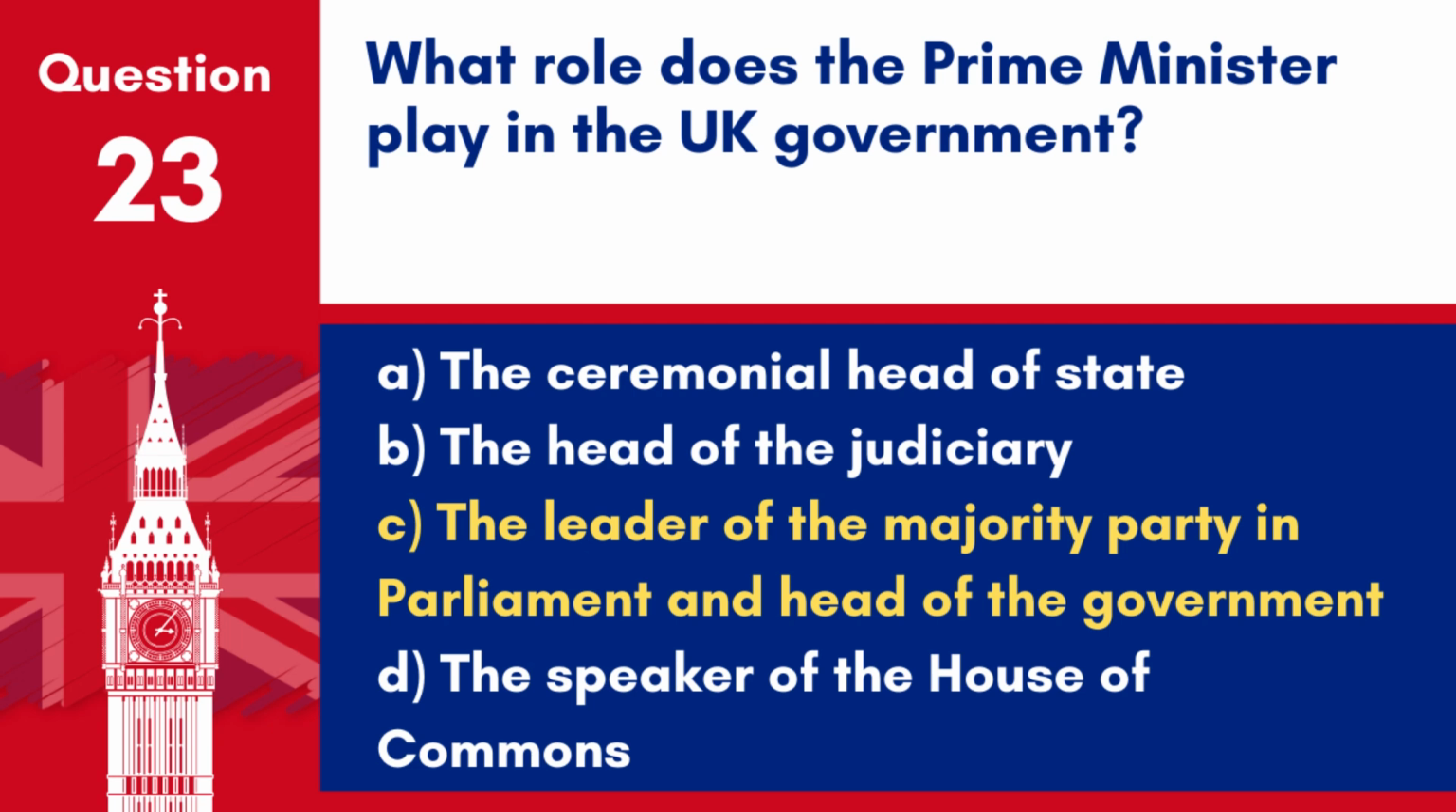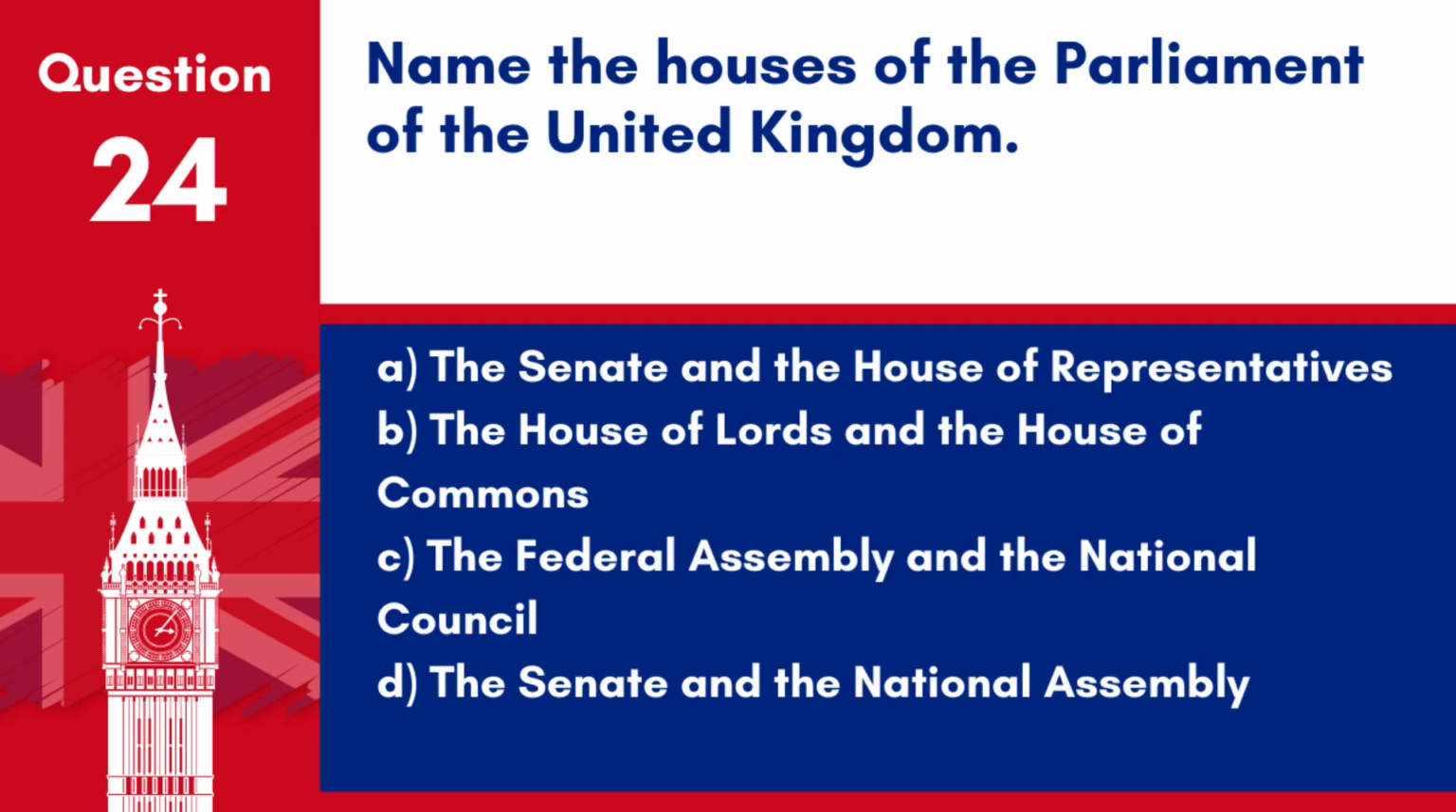The Prime Minister is the leader of the majority party in Parliament and is responsible for running the UK government. Question 24. Name the Houses of the Parliament of the United Kingdom. A. The Senate and the House of Representatives. B. The House of Lords and the House of Commons. C. The Federal Assembly and the National Council. D. The Senate and the National Assembly. Answer: B. The House of Lords and the House of Commons.